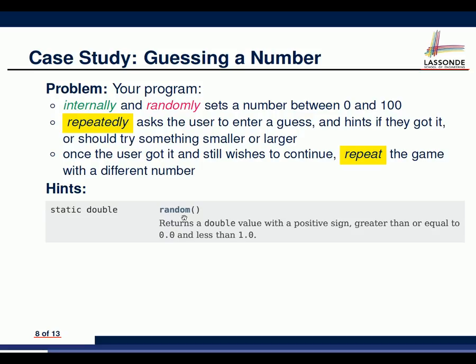So now let's try to read it. We have a method called random over here, and random does not have any parameters, which means when you use it, you don't need to pass any input. Just call Math.random, just that. And now, what does random return?